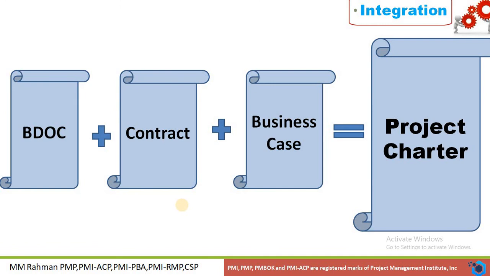So in short, we can say the project charter is a summation of the business document, contract and business case. So if we put all these three together, then it will be the project charter. That is, business document, contract and business case equals my project charter.